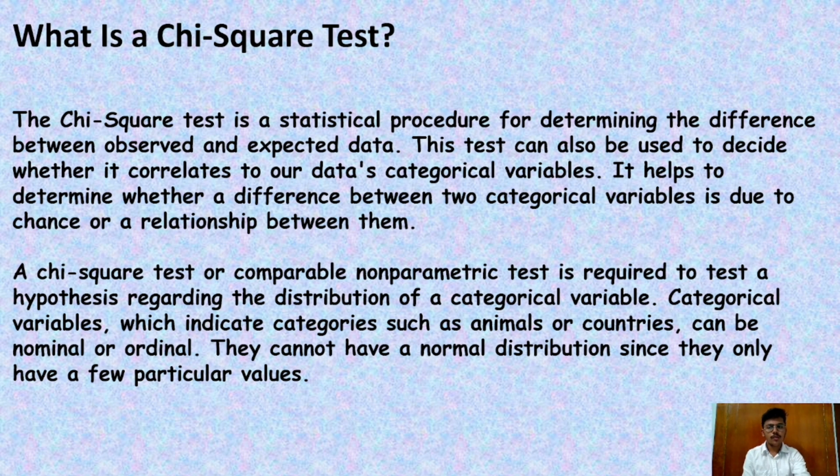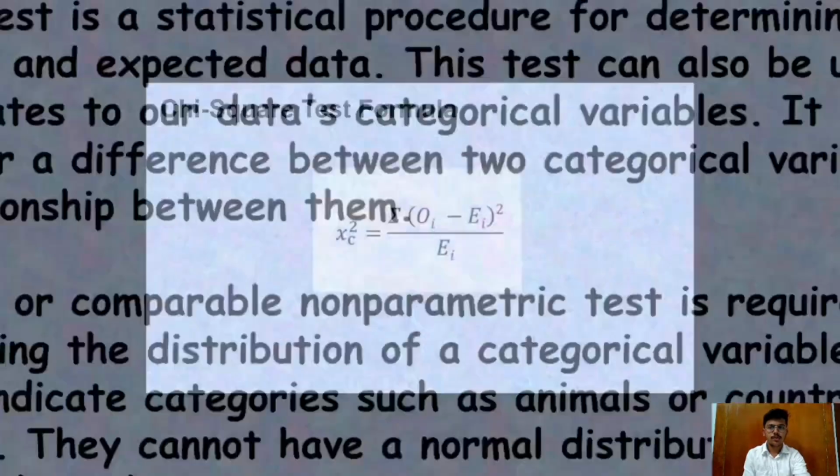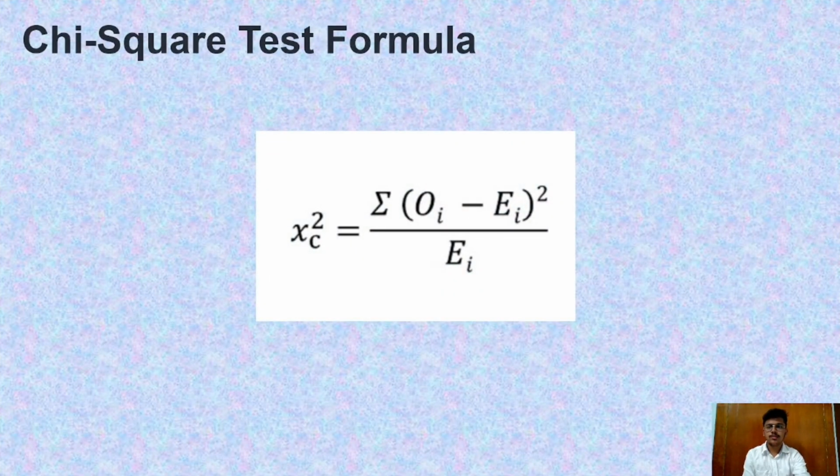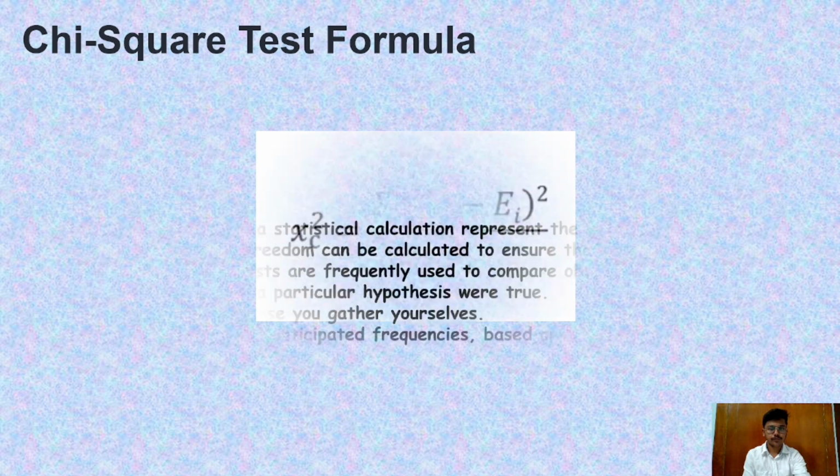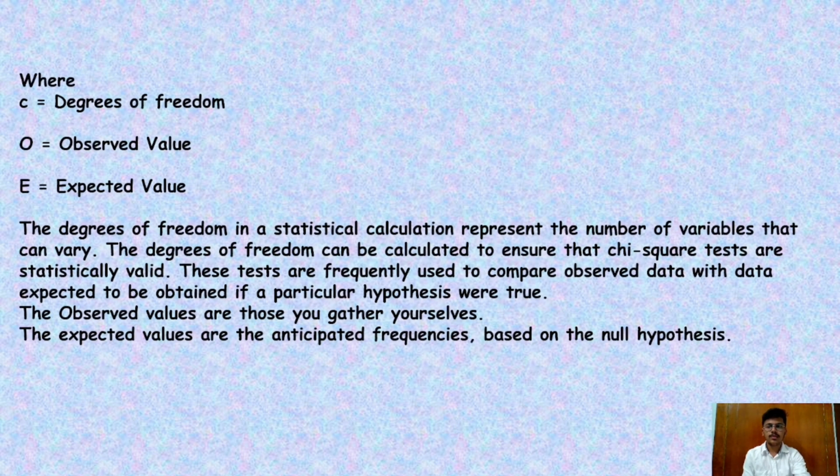Categorical variables, which indicate categories such as animals or countries, can be nominal or ordinal. They cannot have normal distribution since they have few particular values. And so this is the chi-square formula, that is chi-square c equals sigma (Oi minus Ei) squared by Ei. Here c is the degrees of freedom, O is the observed value, and E is the expected value.